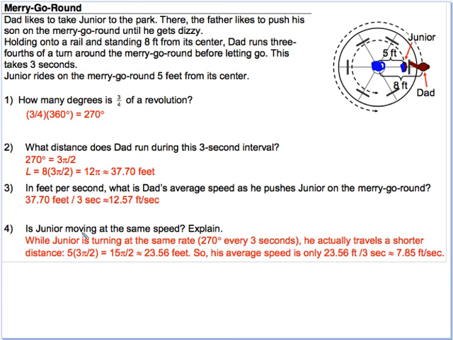Is Junior moving at the same speed? Even though they're rotating the same amount, Junior is traveling at a different speed, 7.85 feet per second, because his radius is a different length. His radius is 5 feet. So when you do the conversions, you'll find that Junior's speed is slower than his dad's. That's the end of the video.